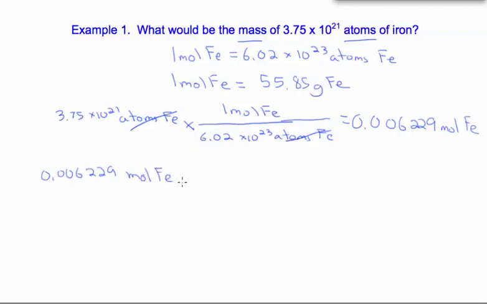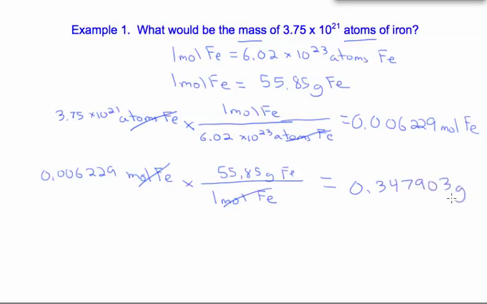We're going to do times the conversion factor. We're trying to get rid of moles, so 1 mole is going to go on the bottom. And because we're trying to get to grams, we're going to put our molar mass on top. 55.85 grams of iron. Cancel out our moles, and then do our times 55.85, and you should get 0.347903 grams. And let's talk about significant figures.